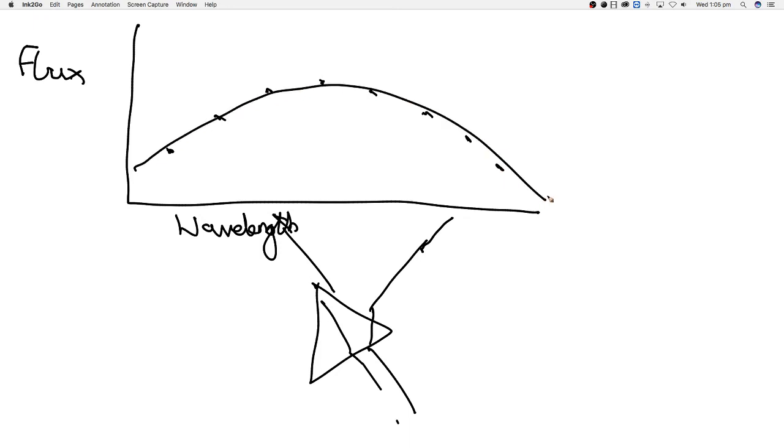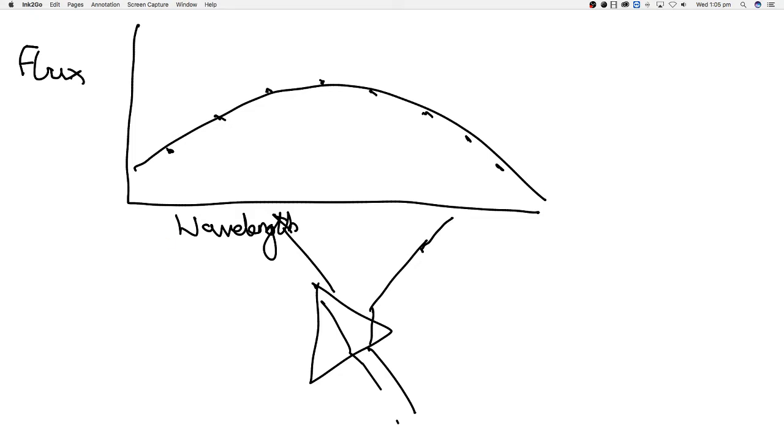This is a very, very simple spectrum, of course. Real spectra are much more complex and interesting, but this is illustrating the process. We take light, we split it up into its component colours, we measure how much of each colour we have, and then we plot that on what we call a spectrum.